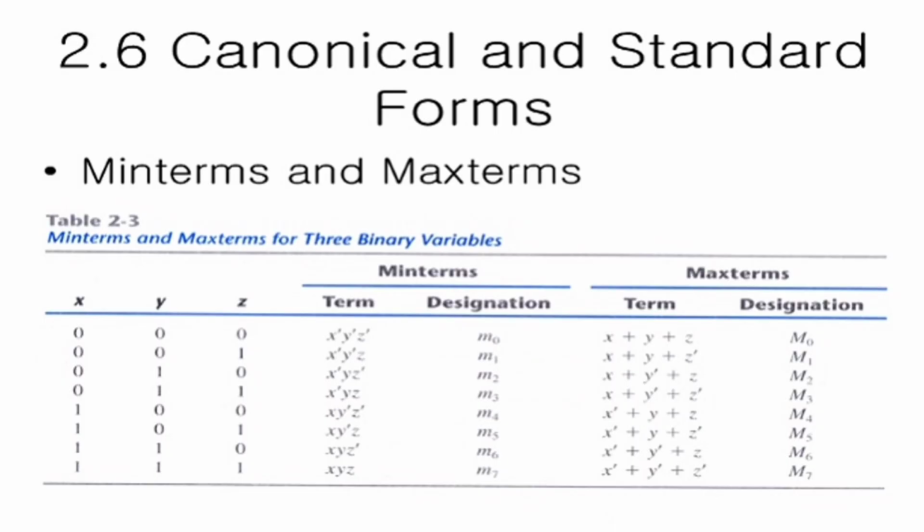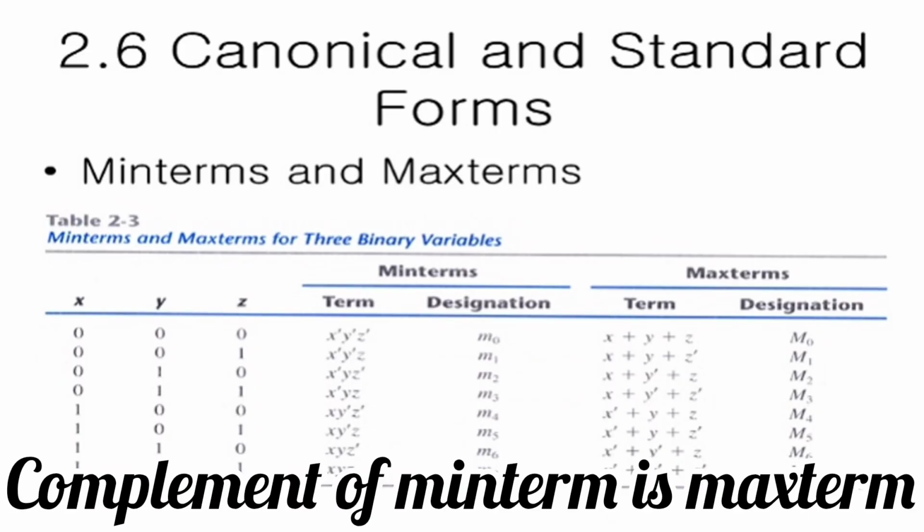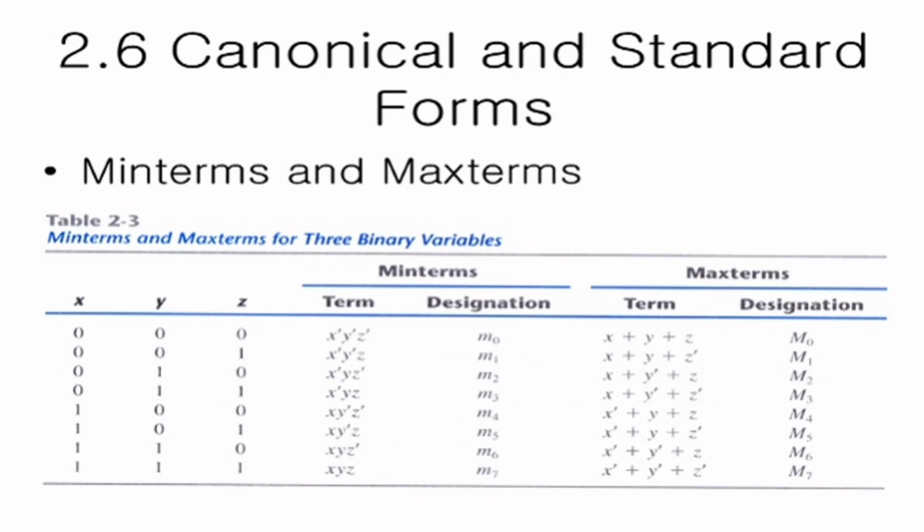Next, we go for max term. So, how to represent max term? The inverse of the min term is max term. Otherwise, you can write it as, since it is a sum term, since the x, y, z value is 0, you have to write it as x plus y plus z. It should be in terms of sum term.